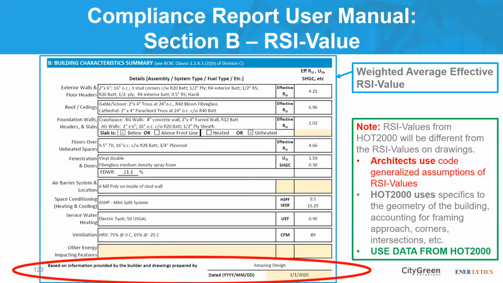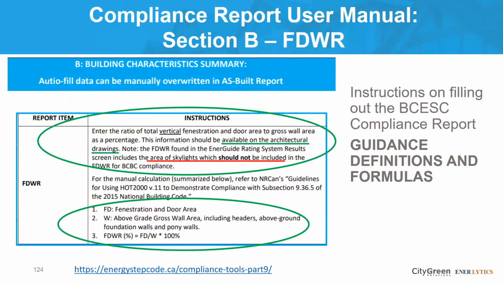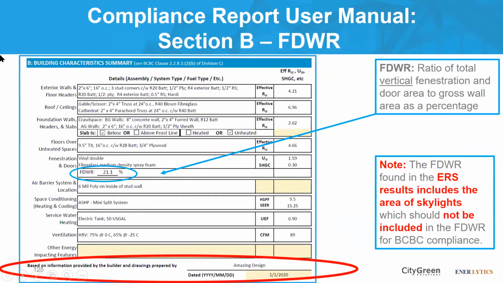It's because the instructions for the BC Energy Compliance Report say to pull it from HOT2000, because they will be more accurate than what would be included on the plans. Conversely, for windows, you should be using the information available in architectural drawings. That's because the data within HOT2000, the fenestration door wall ratio (FDWR), includes skylights, which should not be included. So again, when filling out section B, the FDWR component of section B should be pulled from the architectural plans, not HOT2000.